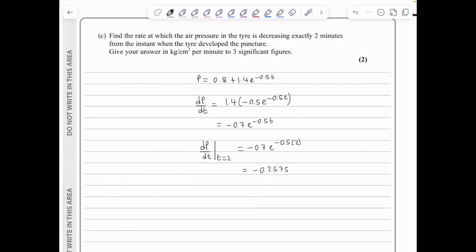0.2575... And we're not surprised that we get a negative value. This is because the air pressure is decreasing, so its rate of change is negative. Well, the question is asking for the rate of decrease. This should be positive, so the rate of decrease is 0.258 kilograms per square centimeter per minute, because the negative is incorporated within the word decrease. So this is my final answer for part C.